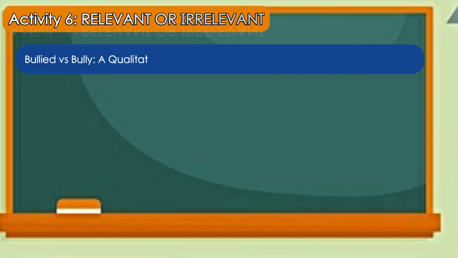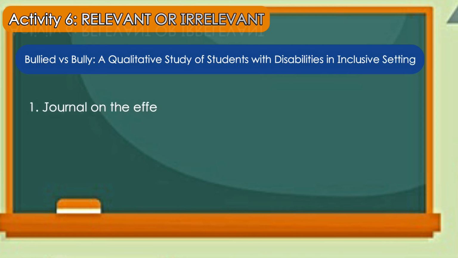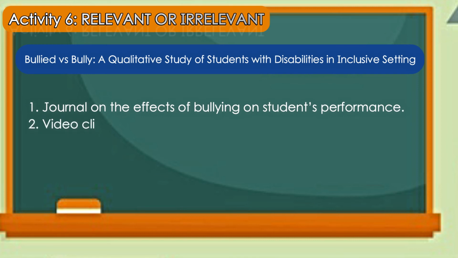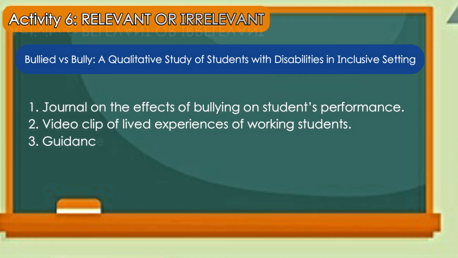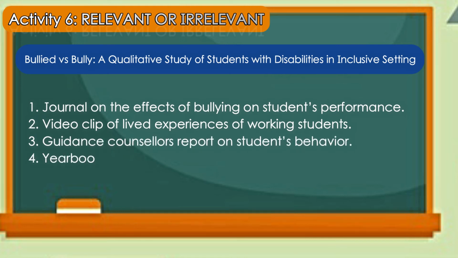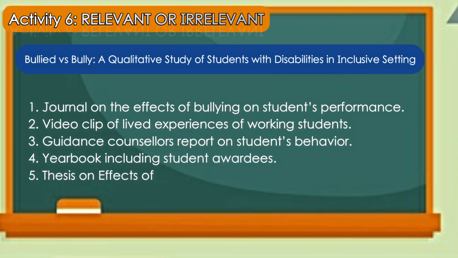Bullied versus bully, a qualitative study of students with disabilities in inclusive setting. Number 1, journal on the effects of bullying on students' performance. Number 2, video clip of lived experiences of working students. 3, guidance counselor's report on students' behavior. 4, yearbook including student awards. And number 5, thesis on effects of teenage pregnancy.